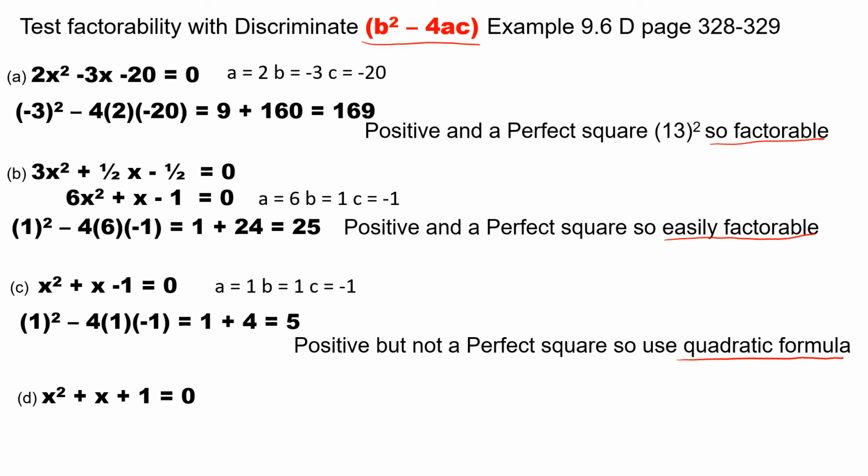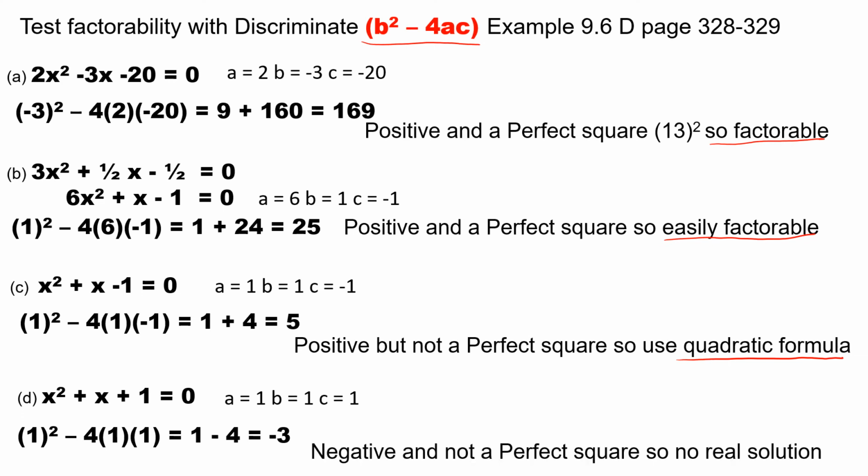Let's try this next one. Again, you're going to find your values, plug them into the discriminant, and this time we got a -3, and so it's negative. It is not a perfect square. And so you're just going to stop and write, like we did in the previous slide, no real solution. So the discriminant is very, very helpful.